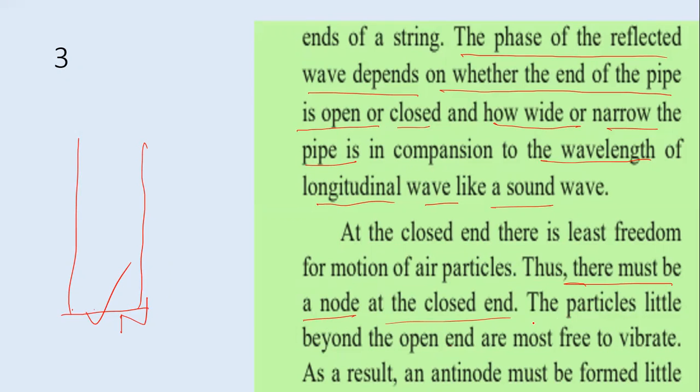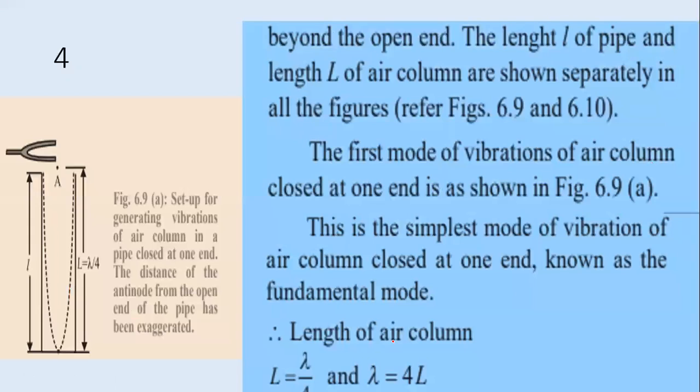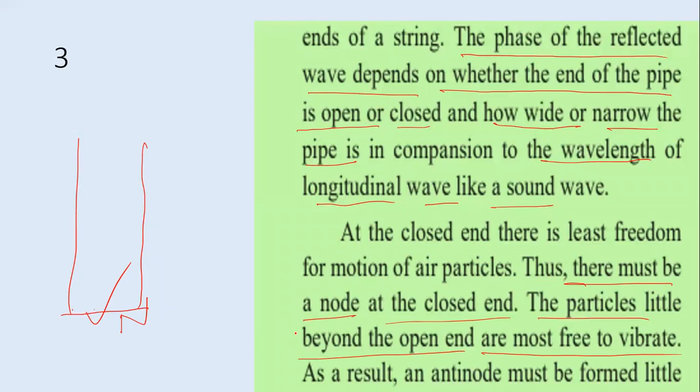The particles little beyond the open end are most free to vibrate. As a result, an antinode must be formed little beyond the open end. Here, what will happen? Air particles in this area are most free to vibrate, and therefore there will be an antinode. So these are the boundary conditions. At the closed end, there is a node. At the open end, near the open end, there will be an antinode.